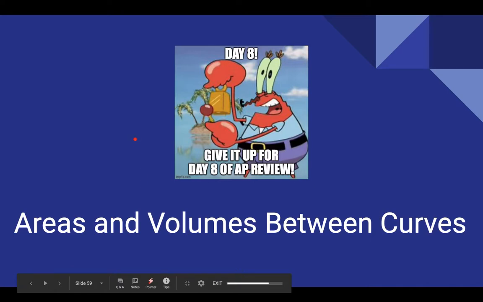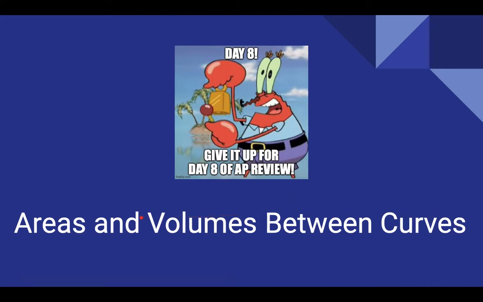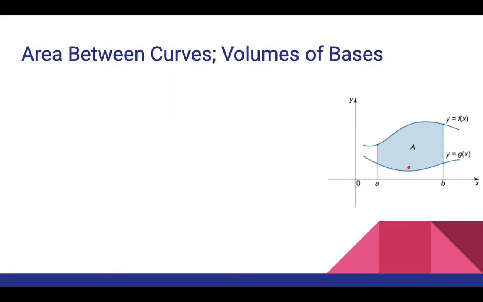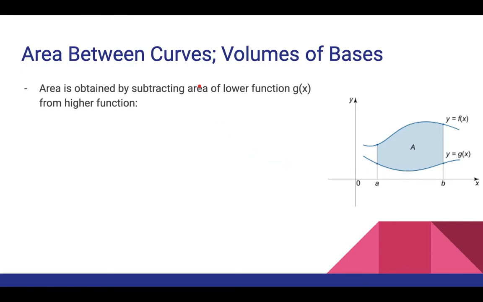We now proceed to our last day of AP Calculus Review, Day A of AP Review, Areas and Volumes Between Curves, aka Differential Geometry. Alright, so recall that for an area between curves and volumes of bases, the area is obtained by subtracting the area between the lower function g of x and the x-axis from the area of the higher function, aka the area between f of x and the x-axis, okay?